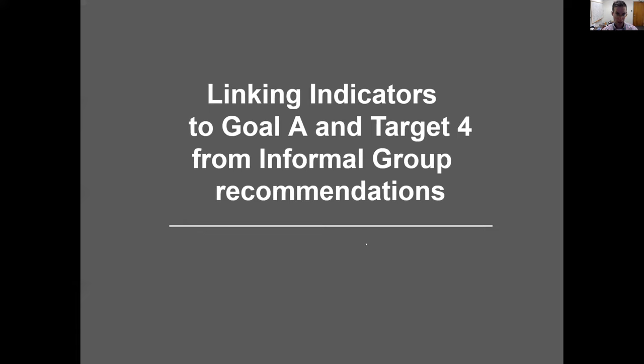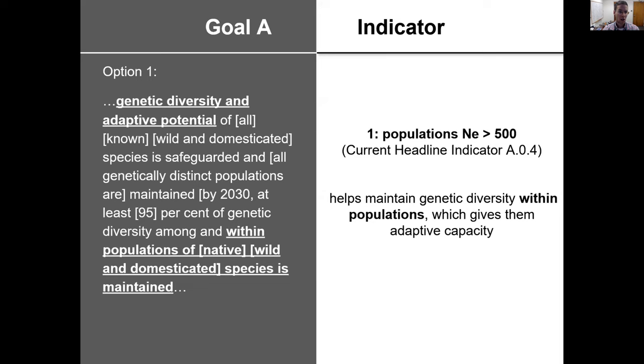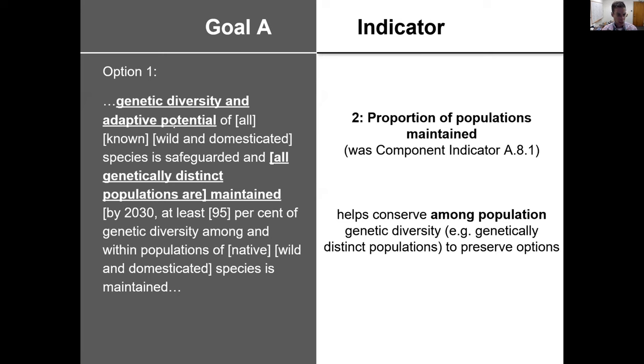I want to close by pointing out that these indicators are connected to Goal A and Target 4 wording from the most recent informal group recommendations. Option 1, Goal A, recommended by the informal working group: genetic diversity and adaptive potential within populations of species is maintained, can be reported on using Indicator 1, Populations NE500. Again, this helps maintain genetic diversity within population, giving each population the ability to quickly respond to changing conditions and adapt. Genetic diversity and adaptive potential of all distinct populations are maintained.